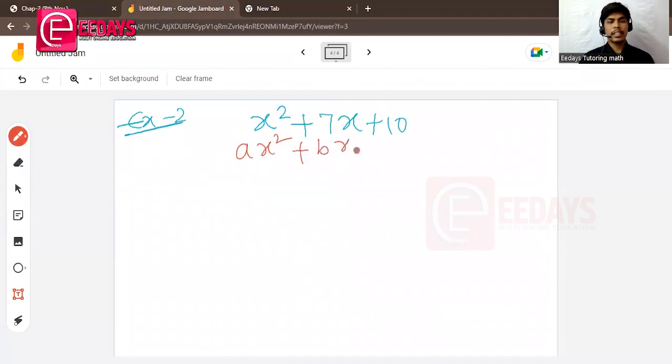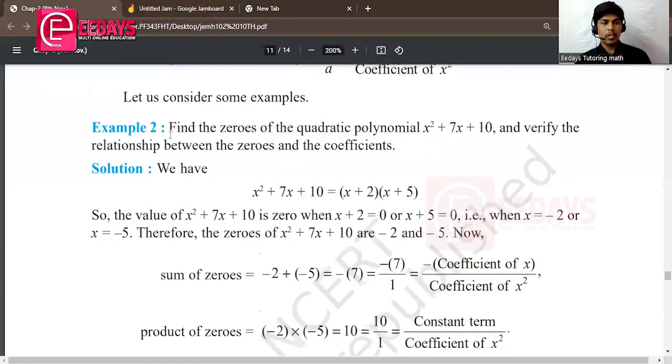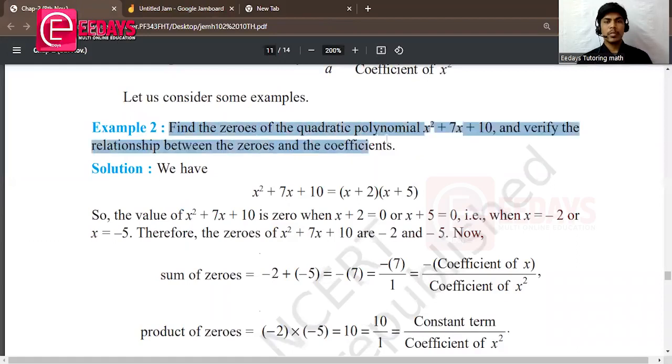That is ax square plus bx plus c is equal to 0. In the place of a, what is there? For x square, if nothing else is there, you can take 1. In the place of b it is 7, and comparing with the general form, you will get c is equal to 10. Now read the question properly: find the zeros of the polynomial and verify the relation between zeros and coefficients.